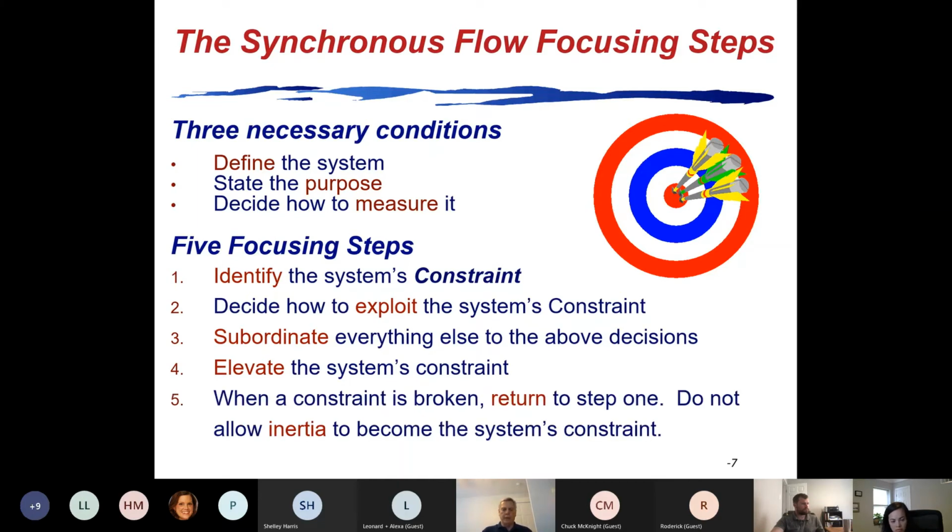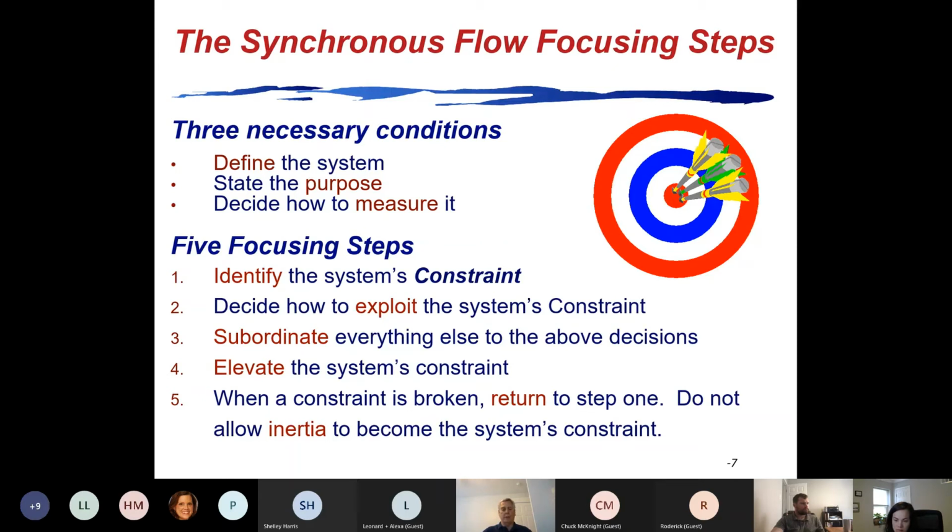And then step 5 is when a constraint is broken, you return to step 1. So back to that chain between my hands, if the one in the middle was the weakest link, then we've strengthened it. We've done the things: identify, exploit, subordinate. We've made it stronger. Well, that means the constraint moves somewhere else, because there will always be a weakest link.